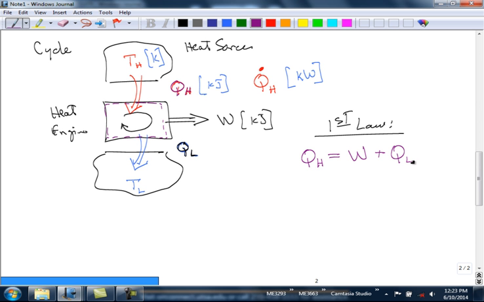I think that's the most logical way to write the first law for the system. Everything on this side is an in, and everything on that side is an energy transfer out of the system. Does that make sense? Sure.